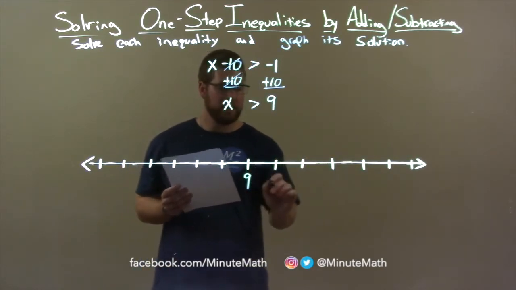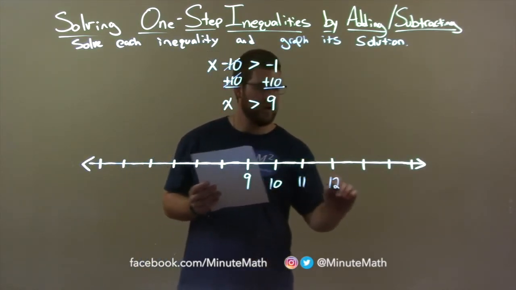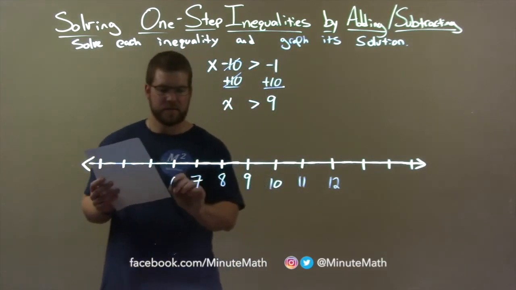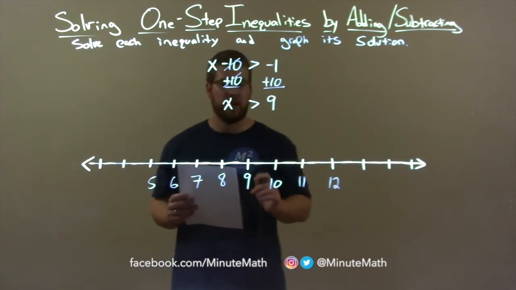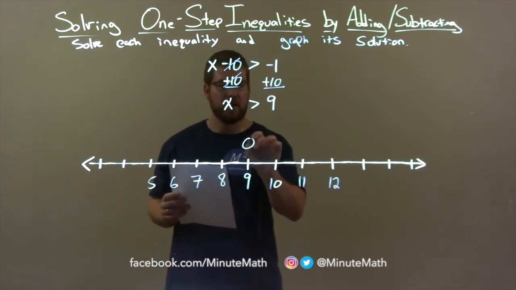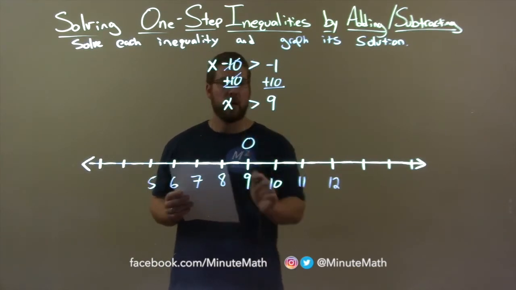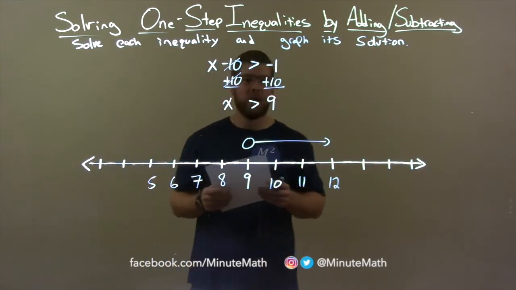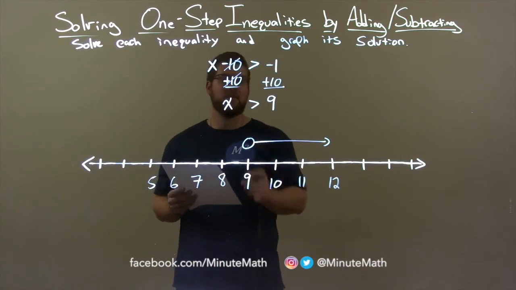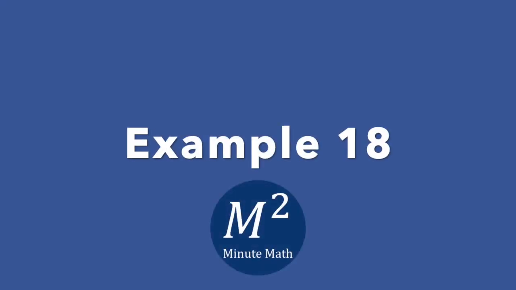Let's put 9 here, 10, 11, 12, and 8, 7, 6, 5. Well, x is not equal to 9, right? Since it's not equal to, at 9 we get an open circle. x is greater than, which means the arrow goes to the right, and there we have it. We have our graph here that matches our answer. x is greater than 9.